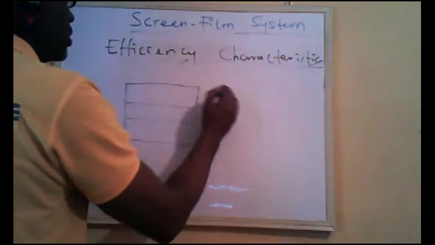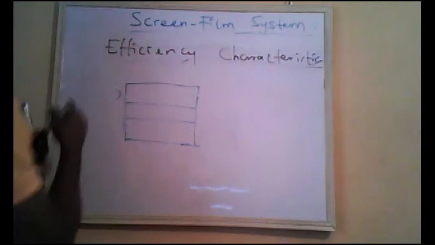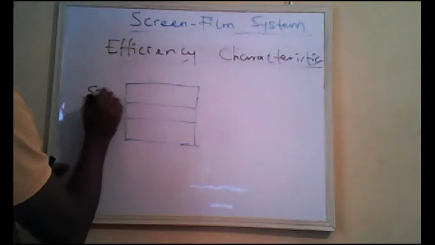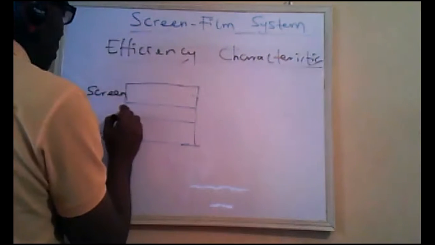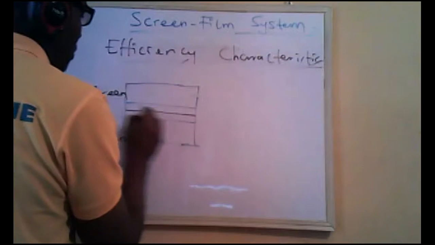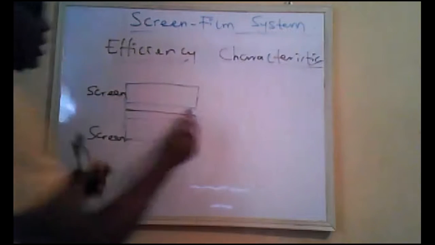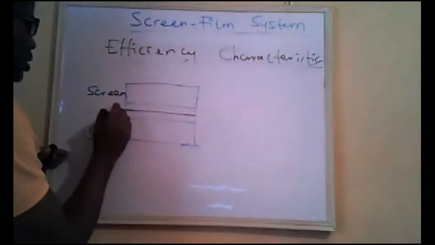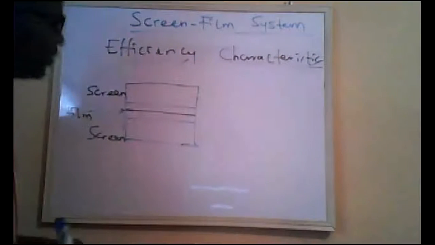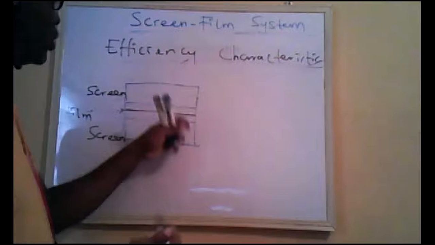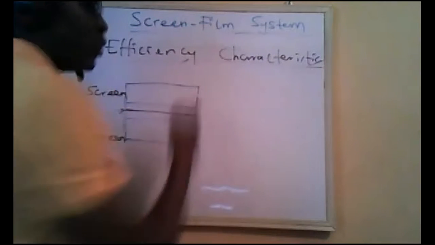This is the top screen. This is the top emulsion and the bottom emulsion. So the film is now sandwiched between the screens. This is the double screen, double emulsion system, which we use in normal radiography.